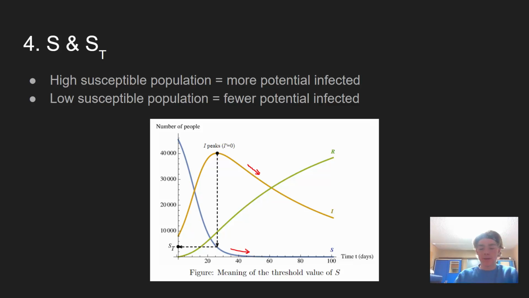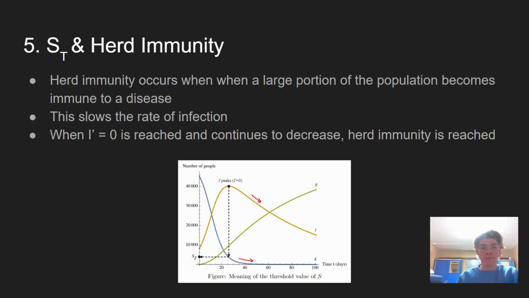And that's actually examined a little bit in the fifth part here. So the fifth part talks a little bit about S sub t and herd immunity. And basically, herd immunity occurs when a large portion of the population has become infected and is therefore immune to being infected by that disease again. And as you can see by the graph here, that slows the rate of infection. When you see that about to the right of 30 days, you'll notice that the susceptible population is approaching 0, and that's also when the infected rates begin to fall.